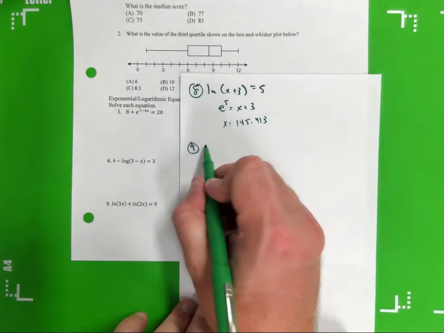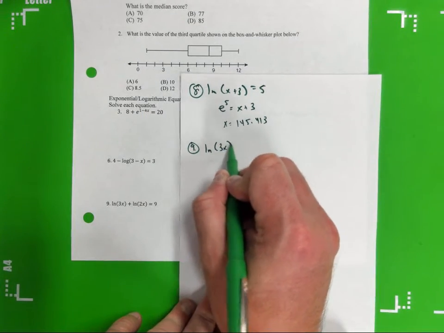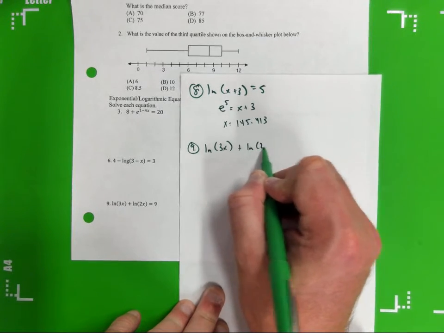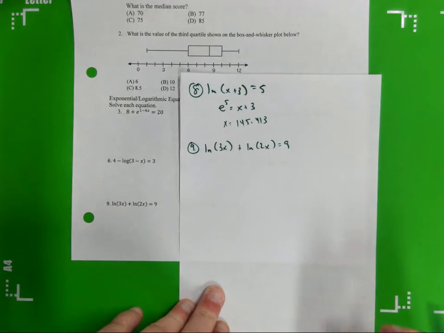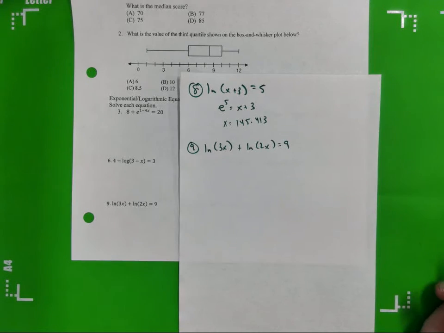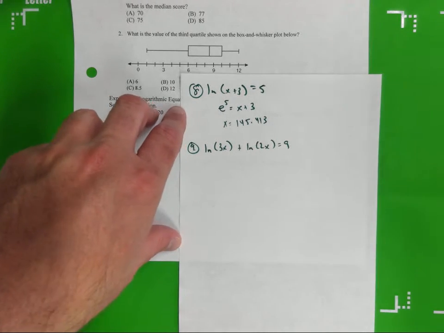Number 9. The natural log of 3x plus the natural log of 2x equals 9. Ryan, what format are we in, buddy? Logarithmic. Okay. Are the natural logs still out, buddy? So can I drop the natural log here? No. But how many natural logs do I want, Lucy? 1. So what am I going to have to use to get to 1? The properties, and the rule is product.